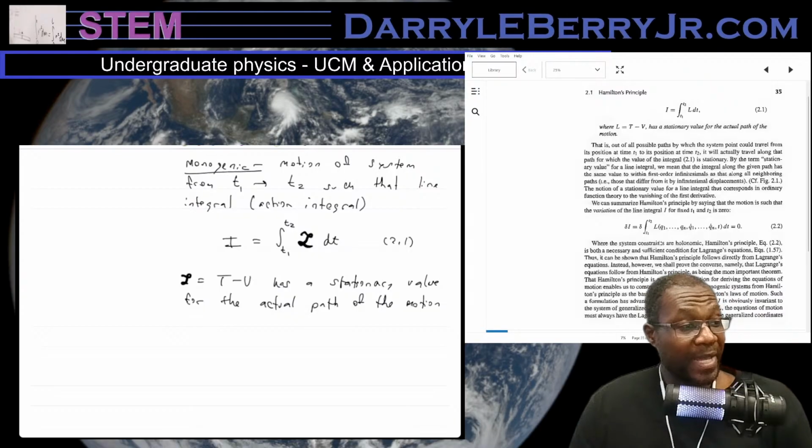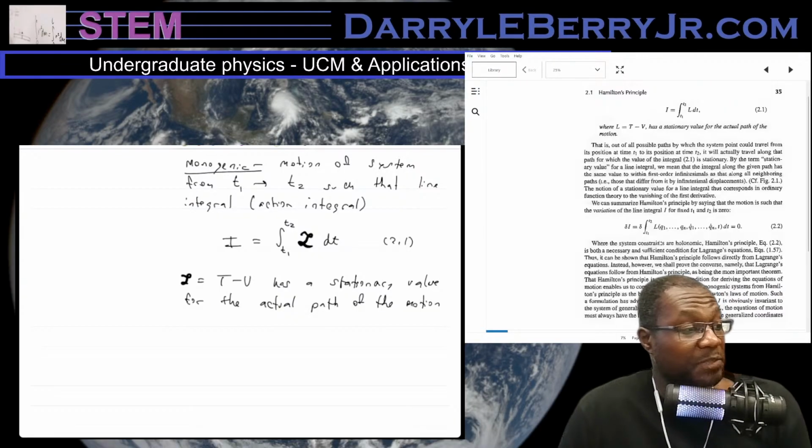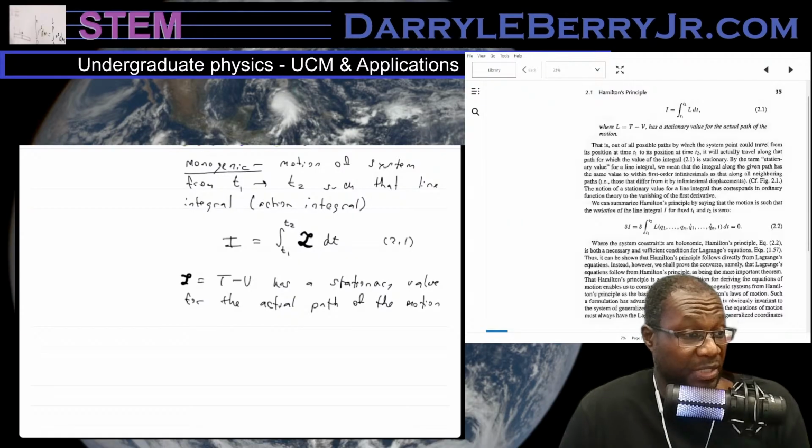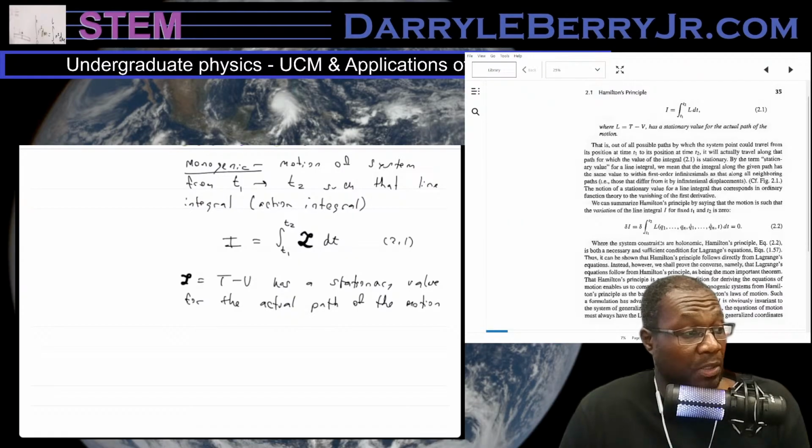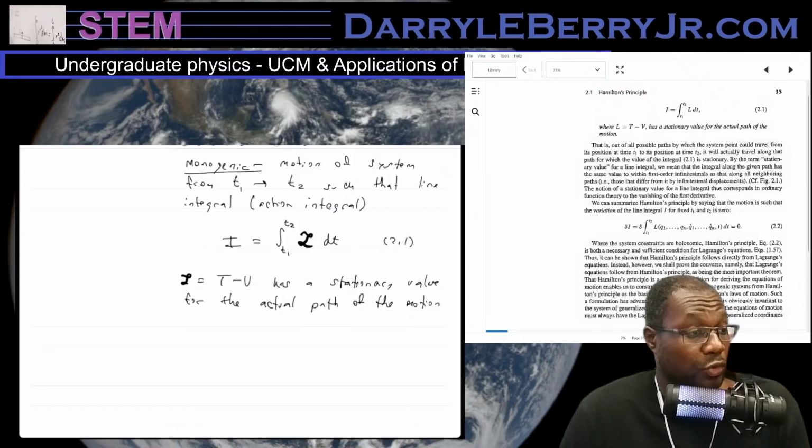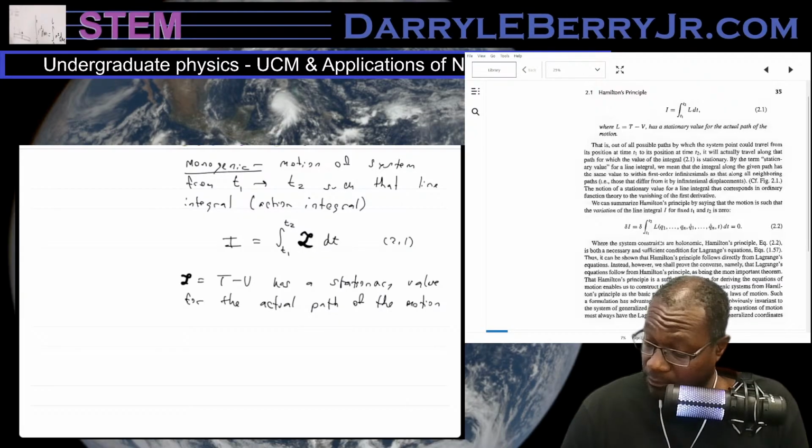That is, out of all possible paths by which the system point could travel from its position at time T1 to its position at time T2, it would actually travel along that path for which the value of the integral is stationary.